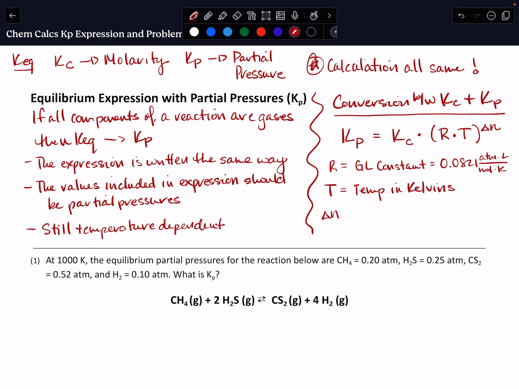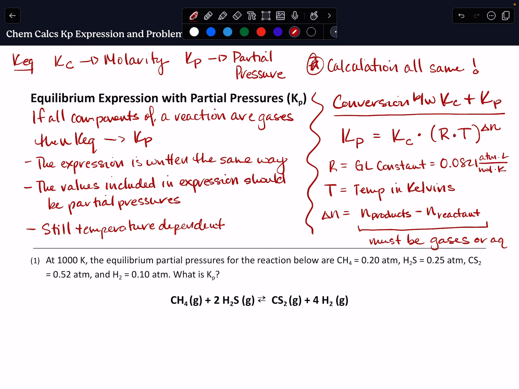All right, and then the new one is this delta N, and we know that delta means change in, so this is change in moles. So this is going to be moles of the products minus moles on the reactant side. All right, so once we do that, we'll have that delta N and we can raise the power. These must be gases or aqueous. All right, do not include solids or liquids in that calculation.